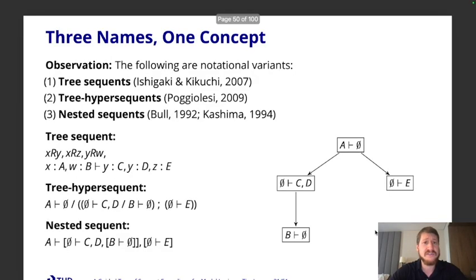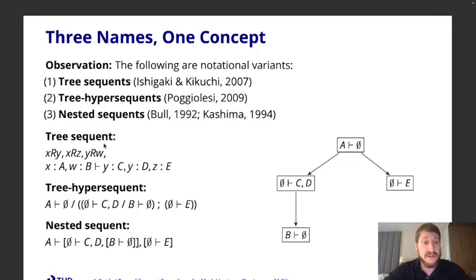Okay, before I move on to discuss the tree sequent calculus for GL, I just want to make a quick mention of equivalent formalisms that appear in the literature. So the notion of tree sequent was given in a 2007 Tableaux paper, this restriction of labeled sequents that I just mentioned, but there are equivalent formalisms that have been introduced as well, which are essentially all notational variants of one another. So tree hypersequents were introduced by Poggiolesi in 2009, and nested sequents were introduced originally by Bull and Kashima, as I mentioned earlier, and further work was done in 2009 as well by Kai Brünnler.